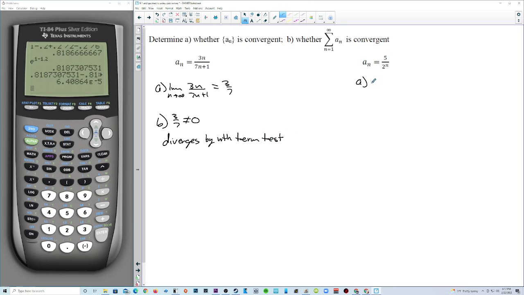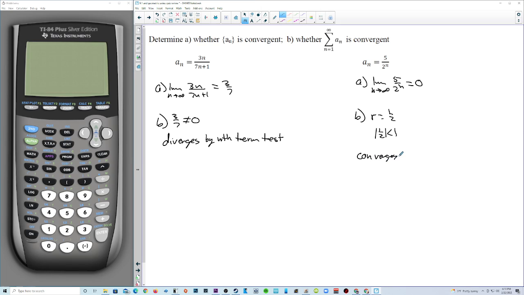Here A is limit as n approaches infinity of 5 over 2 to the n. Well, that's going to be 0. So this converges to 0. B, the r is 1/2 for this geometric series. The absolute value of 1/2 is less than 1, which means this converges by geometric series.